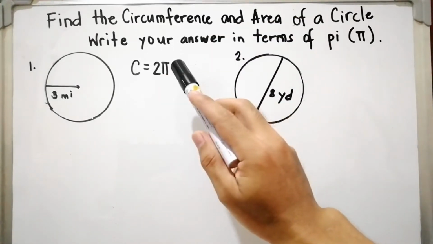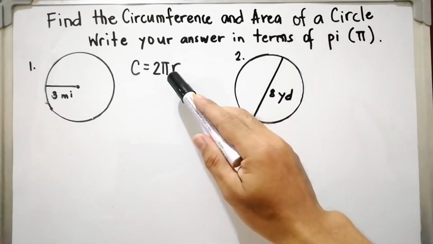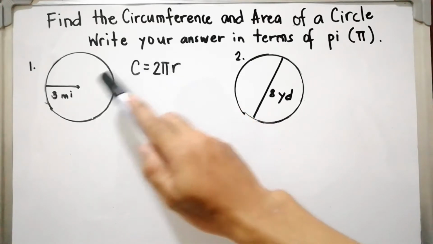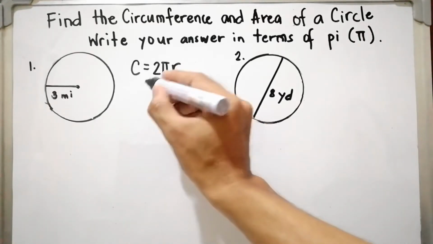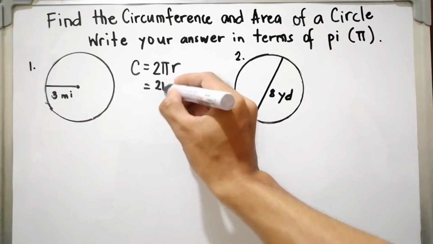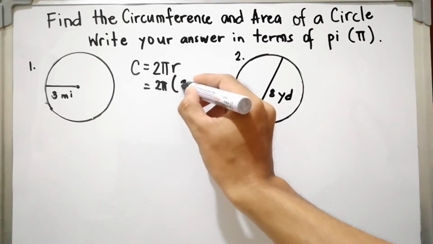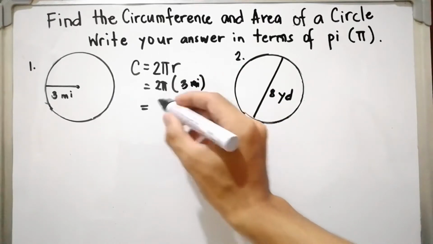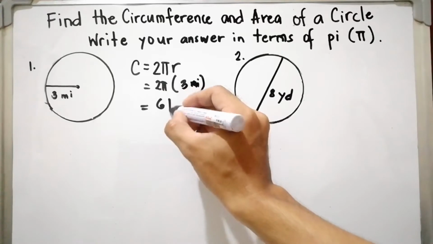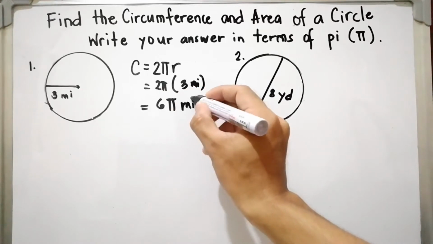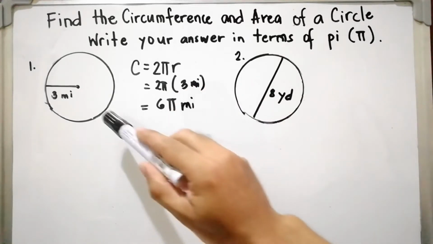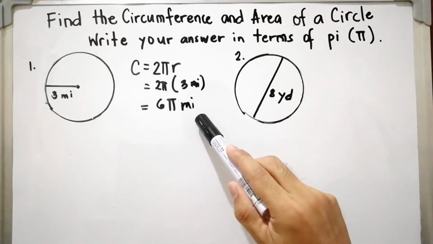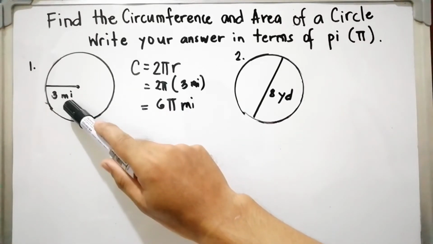Since our answer is in terms of pi, meaning the only value that we are going to substitute is the value of r. So again, r is 3 miles. Therefore, this is equal to 2 pi times 3 miles. So that is equal to 2 times 3, that is 6. Then write pi, and the unit is miles. Therefore, the distance around the circle is 6 pi miles, given r is equal to 3 miles.